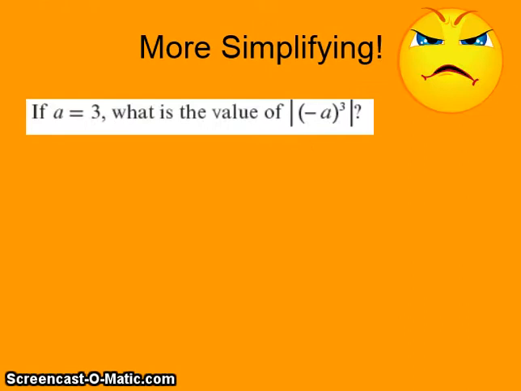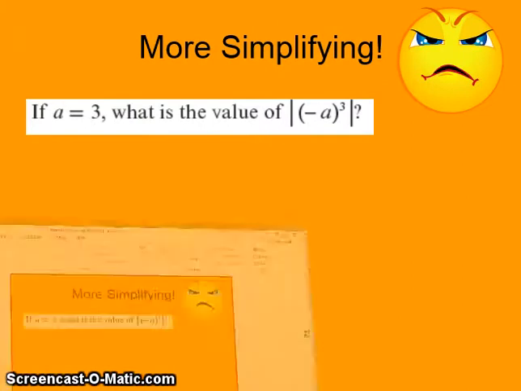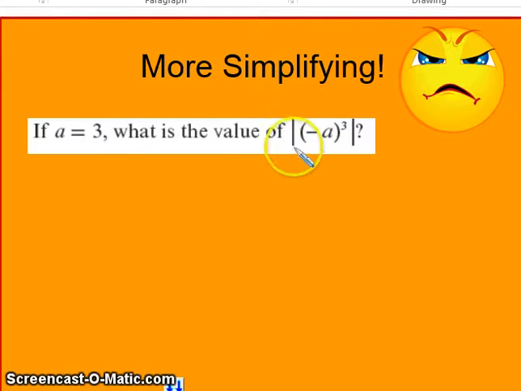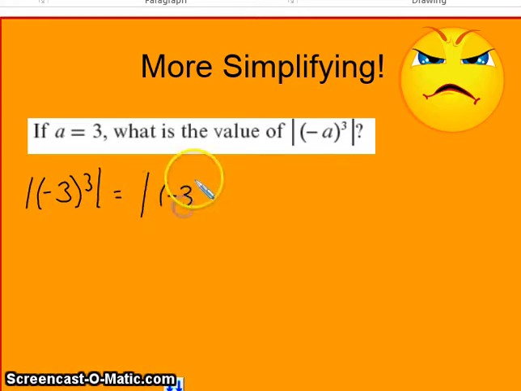Alright, and we do have time for this one last example. Please write this in your notebooks as part of your notes. If a equals 3, what is the value of the absolute value of -a to the third? So I want to plug 3 in for a, so I'm looking for the absolute value of -3 to the third power. Now that means I have the absolute value of -3 times -3 times -3.